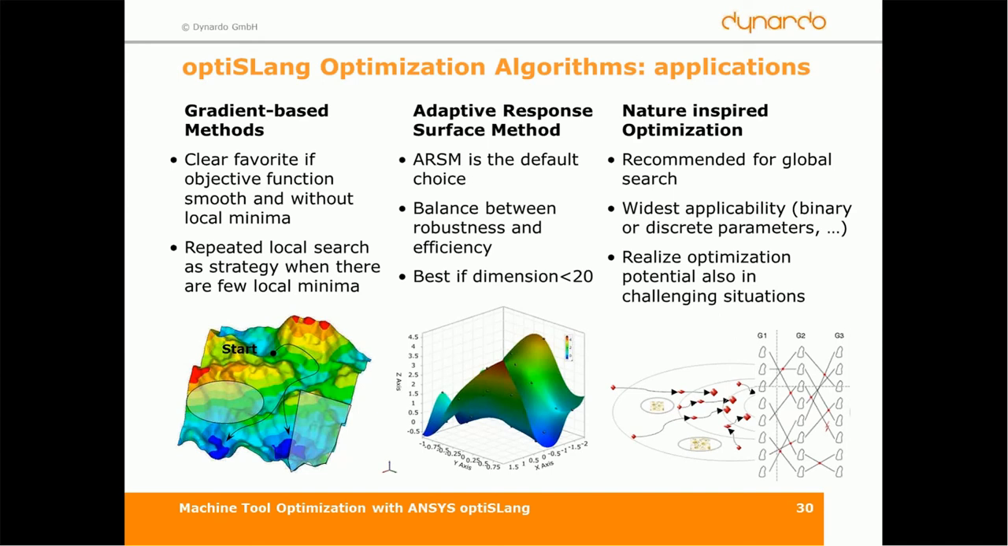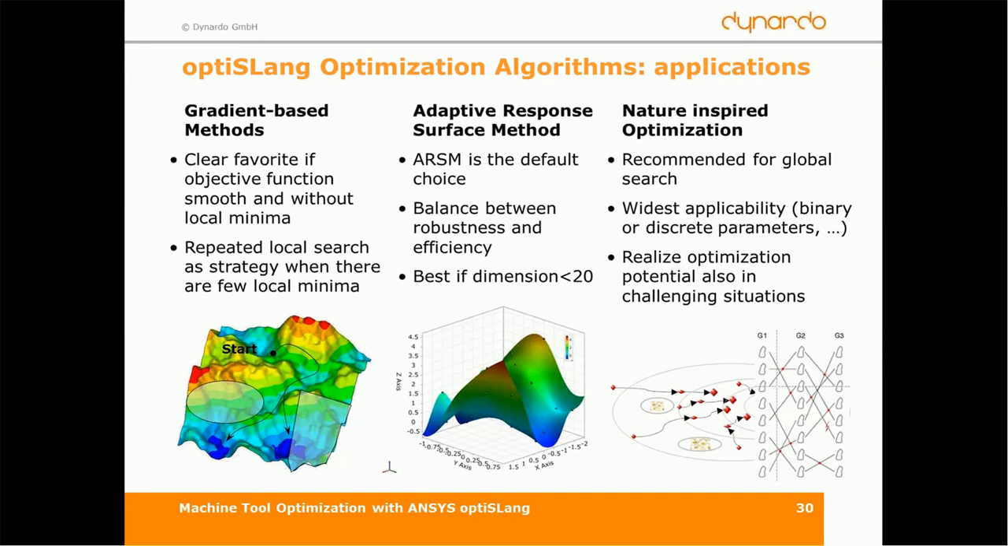The adaptive response surface method does something similar. It will approximate a certain region, it will shrink, and it's a very good balance between robustness and efficiency, and it's applicable for up to 20 dimensions. And in cases where you have quite a high number of discrete parameters, binary parameters, and you want to enable a global search, we can apply nature-inspired optimization.